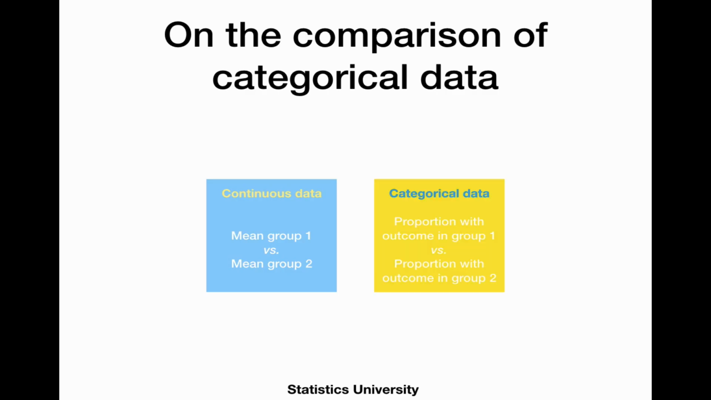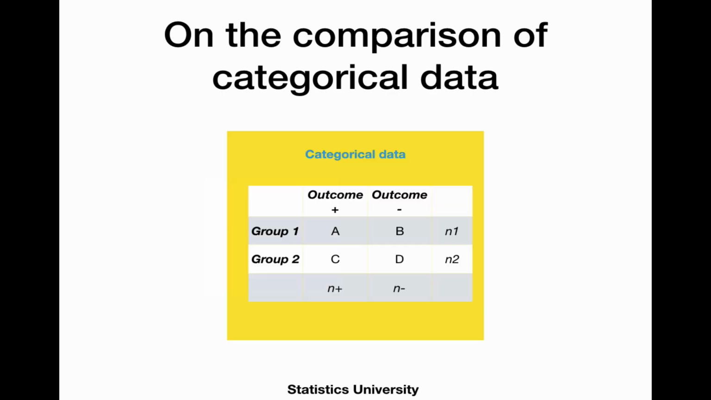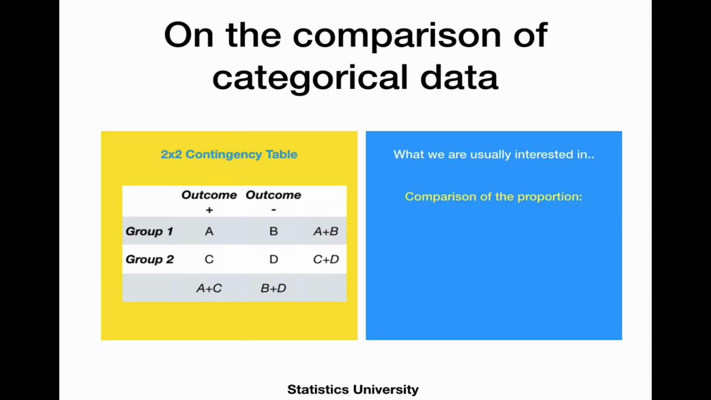And in categorical data, we're usually interested in comparing the proportions of a certain outcome in at least two different groups. And we can depict that very nicely in a 2x2 contingency table, where we show the results for a positive and negative outcome in different columns, and then for group 1 and group 2, and sometimes this is called the exposed and unexposed group, or experimental group and control group, in different rows. And then we get letters like this: A, B, C, and D.